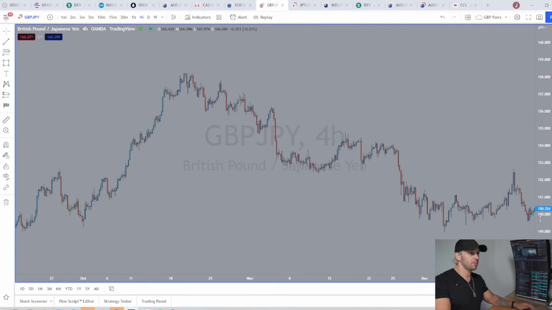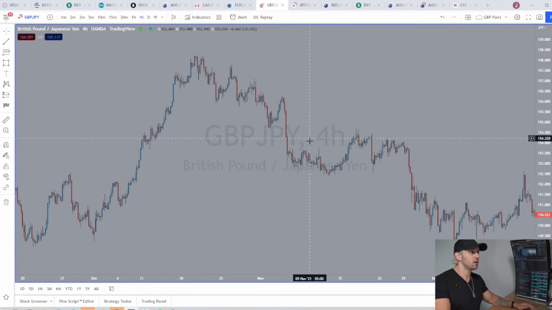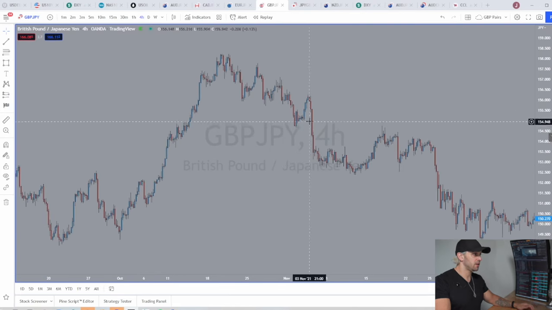Now I know this doesn't look like much because I'm on the 4-hour time frame, but these are hundreds of pips. This right here is November 4th. This is that decision right here. And immediately, without even hesitating, the markets dropped a good 250 pips.